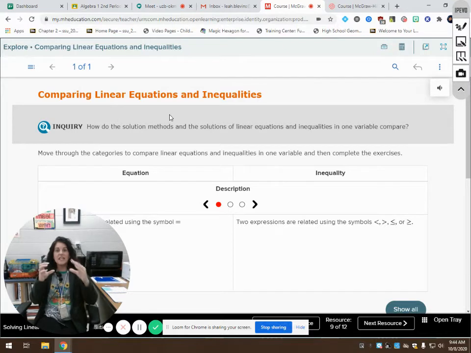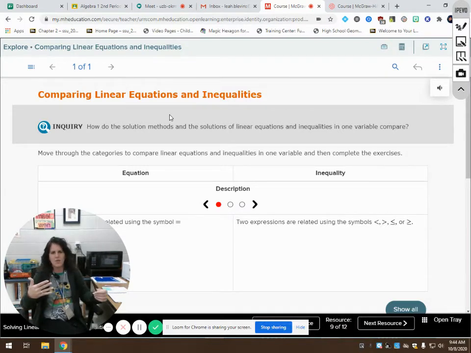If I have x equals 1, there's exactly one solution. But if I say x is greater than 1, that's a whole lot of possibilities for my solution. x could be 2, x could be 3, x could be 4, x could go on and on and on forever. It's anything bigger than 1. So there's a ton of solutions.